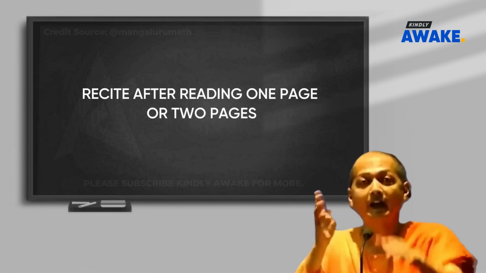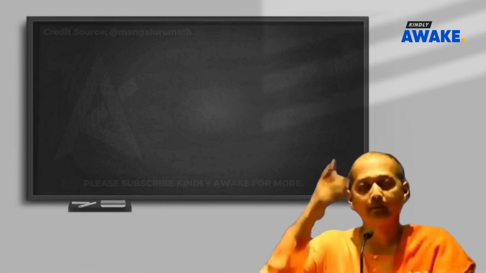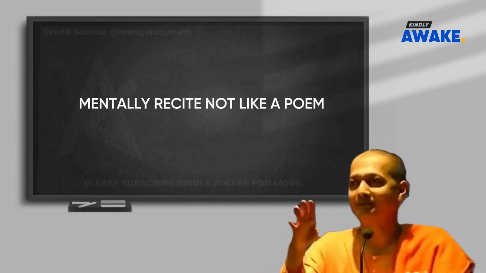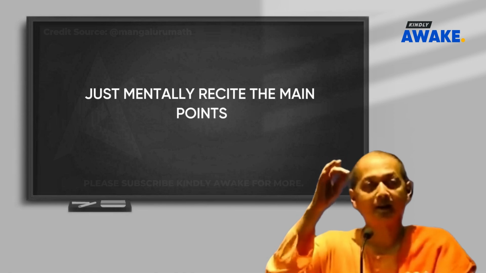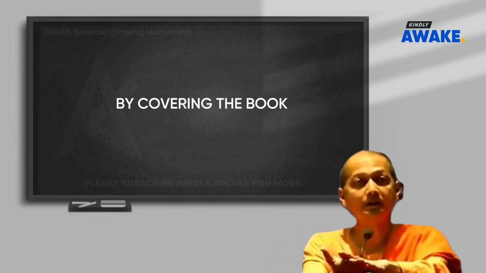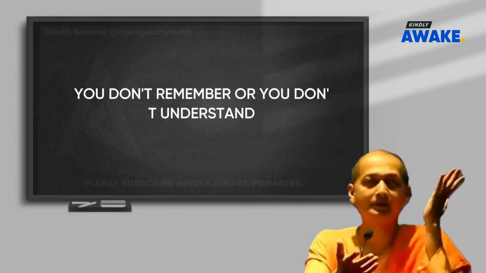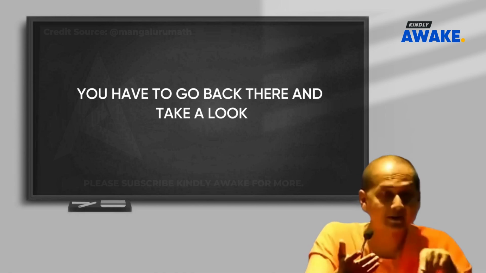R2, recite. After reading one page or two pages, don't go further. Stop. Mentally you recite, not like a poem. Just mentally recite the main points. You may feel, I am understanding. When you try to recite by covering the book, you will find one or two places where you have doubts. You don't remember or you don't understand. You have to go back there and take a look.